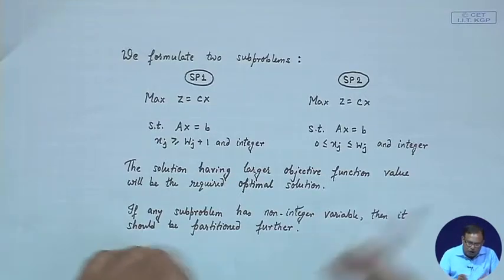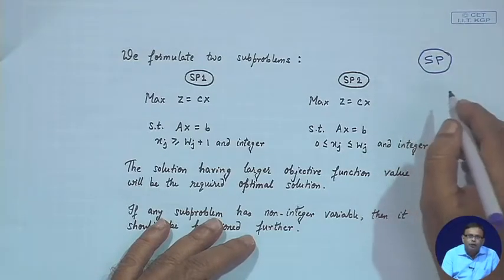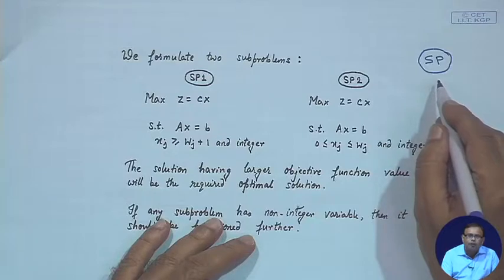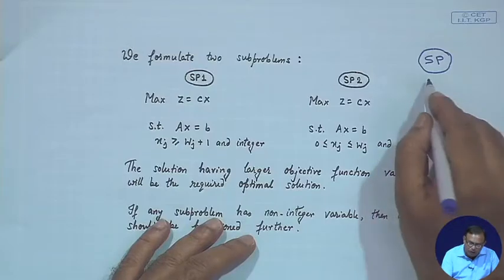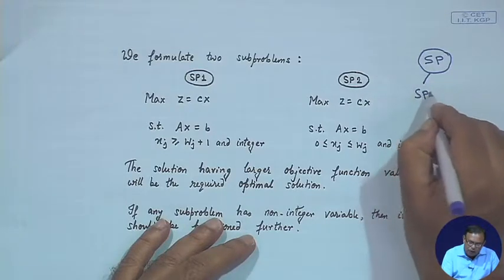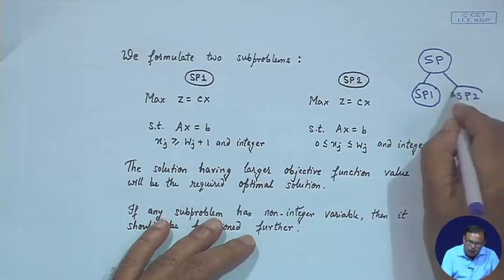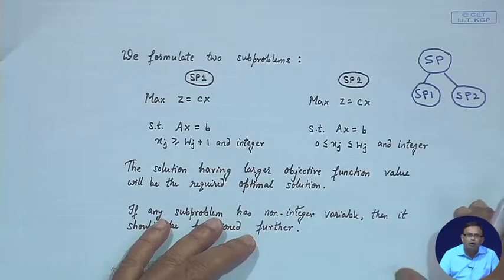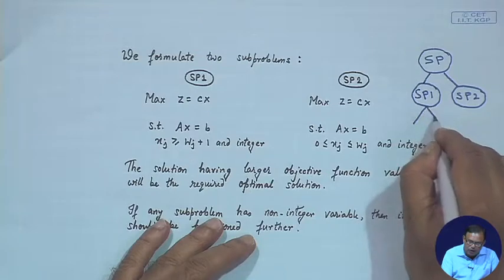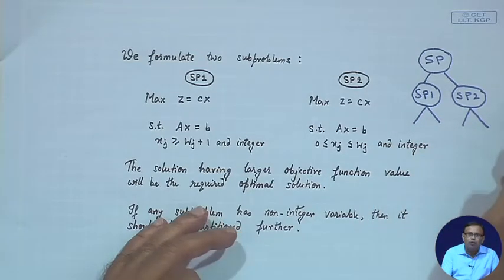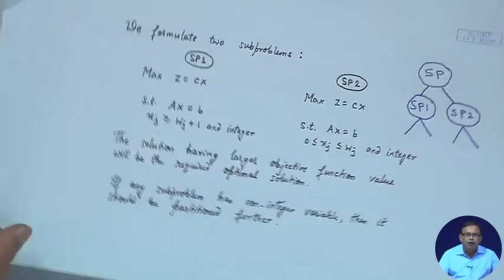That means you have the original problem SP. For this particular problem, if the optimal solution contains non-integer values for the basis variable, divide it into two subproblems SP1 and SP2. One will contain the lower bound constraint, the other will contain the upper bound constraint. Then again, if required, you can divide further, and this way it will continue until you obtain your required solution. So, the basic idea is this.